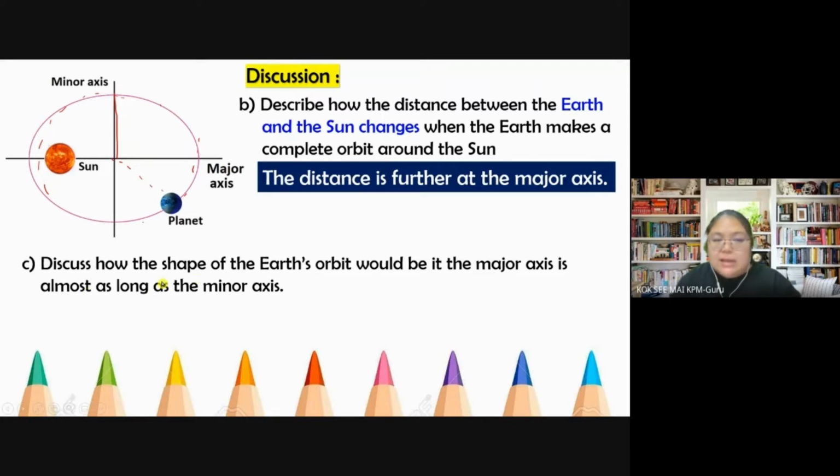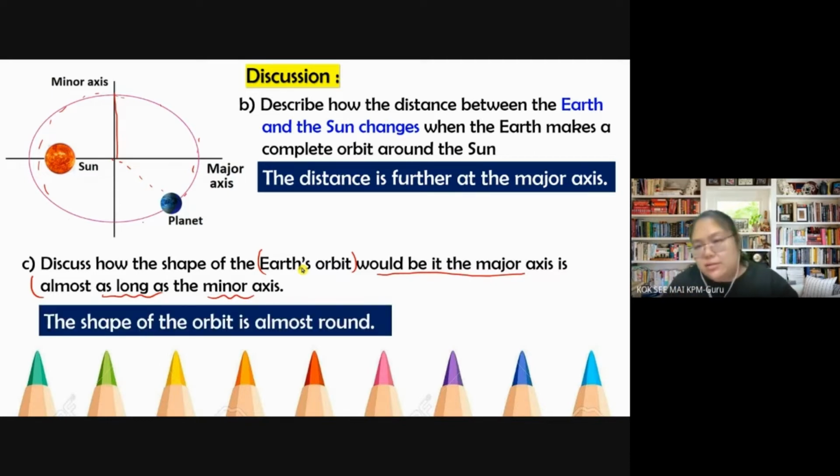So from here, discuss how the shape of the Earth's orbit would be if the major axis is almost as long as the minor axis. So they ask you to assume that the major axis and the minor axis are almost the same. What do we actually assume? We assume the Earth's orbit is a circle, a round shape. That's why we take the major axis as long as the minor axis. Supposedly the major is longer, so that's why it is an ellipse shape. But when we do the calculation, we just assume both are the same. So we take the orbit shape as a round shape.